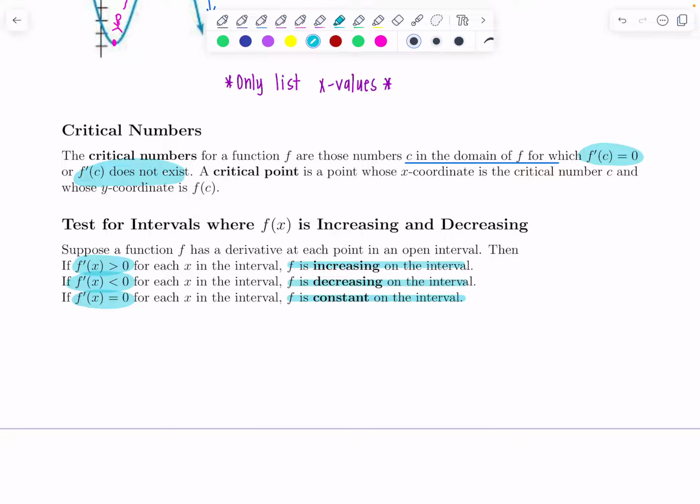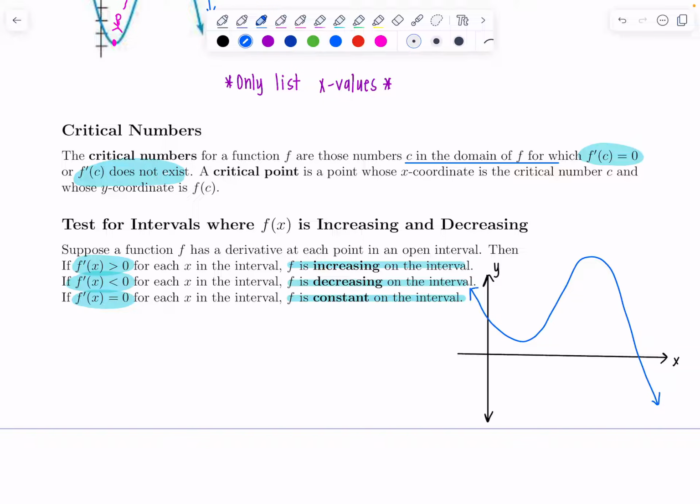And I don't want you to just memorize this. I want you to understand why this is the case. And I'm just going to draw you a quick little graph. The more it makes sense, then you won't just blindly be memorizing stuff, okay? So here's a function. Here's a few places of interest.